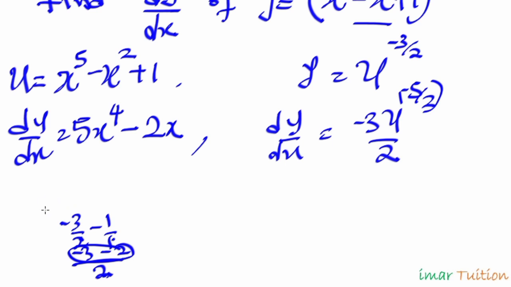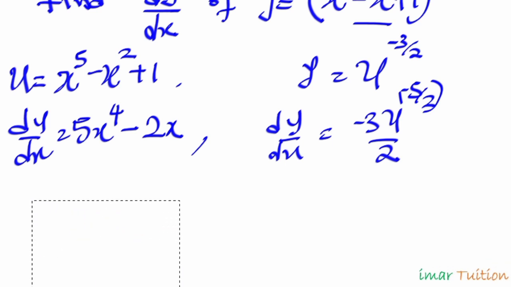Quickly, we take this off from here, and we'll also take this off from here. That's not part of it. What we'll have there is just minus 5 over 2. So from there, going ahead, we'll now have du/dx to be this, and we'll have dy/du to be this.